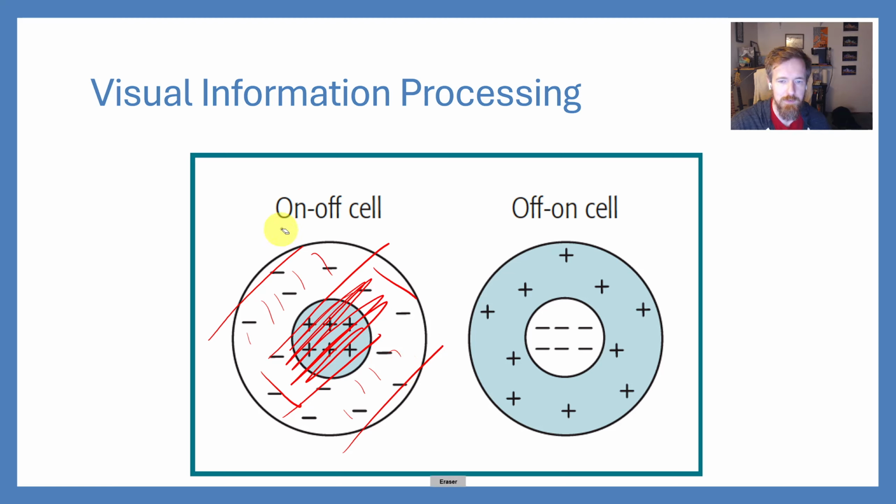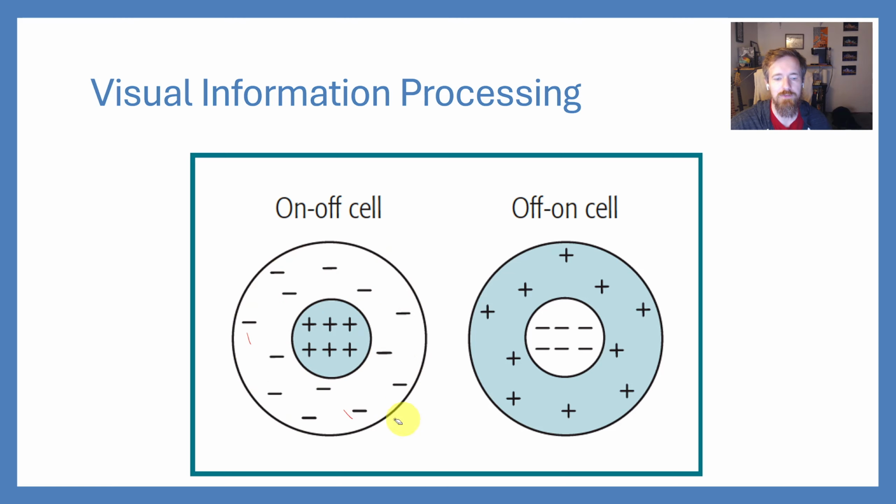fired less frequently. But we also have other cells that respond in just the opposite way, where if light were to land on the center part of that cell, it's going to fire less frequently, and if it fires on the periphery, it's going to fire more frequently.